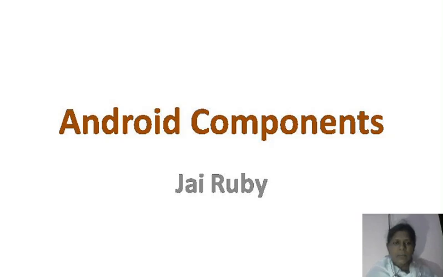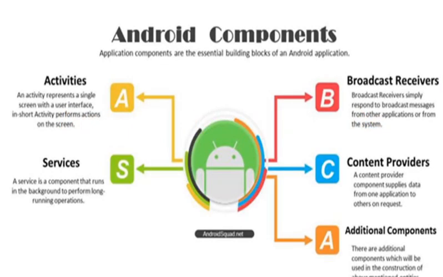In this tutorial, we are going to see about Android components. So far, we have seen about the basics and features of Android, and now we are going to see what the different components of Android are. If you take Android components, we have mainly 5 components: activities, services, broadcast receivers, content providers, and along with that we'll be having notification and other additional components.